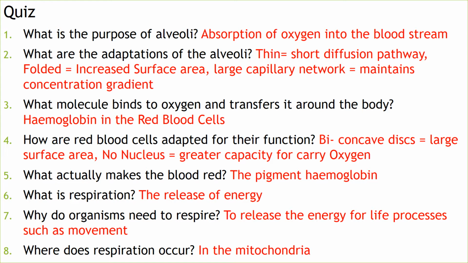The pigment, the hemoglobin. Number 6, what is respiration? It is the release of energy. Number 7, why do organisms need to respire? To release energy for essential life processes, such as movement. And number 8, where does respiration occur? And the answer for that is the mitochondria.